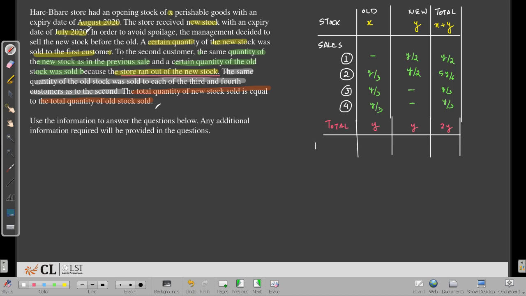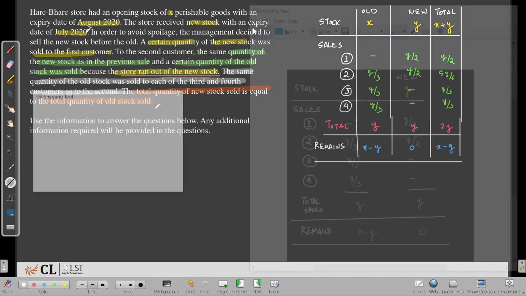We can also think of what remains. In the old stock, what remains is x minus y, since y was sold. With respect to the new stock, nothing remains here. And obviously, what remains in total is also x minus y. Here we have captured all the information in a very neat table, and that's something that you should learn to do.